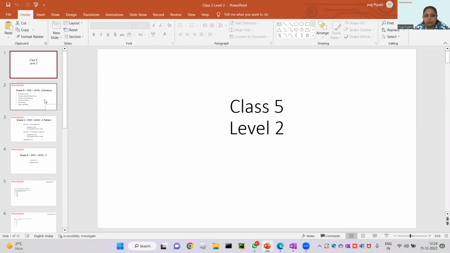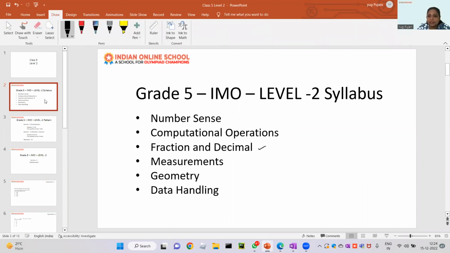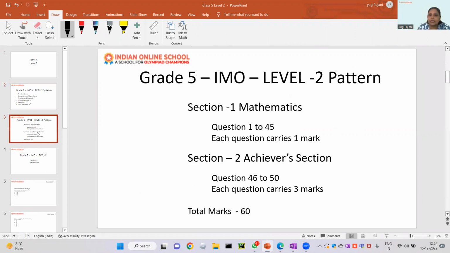Class 5 level 2. Fine. So what is the syllabus of class 5 level 2? That's the same syllabus: number sense, computational operations, fraction and decimals, measurements, geometry, and data handling. In geometry, perimeter and area will also be included. And there will be only 2 sections.